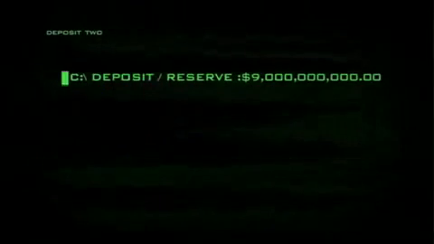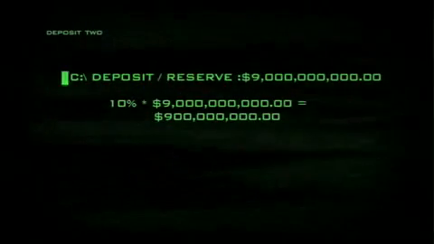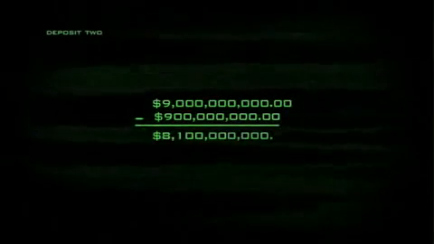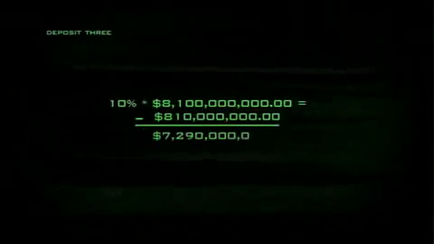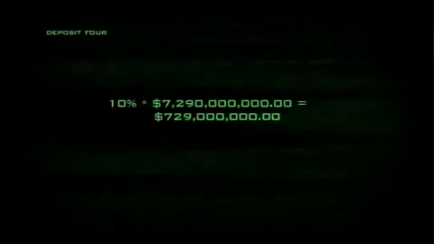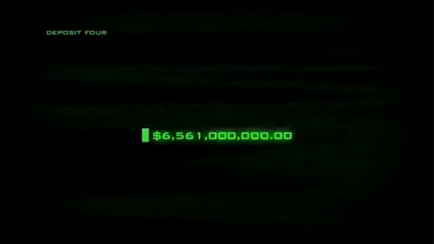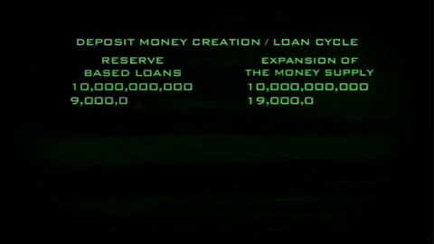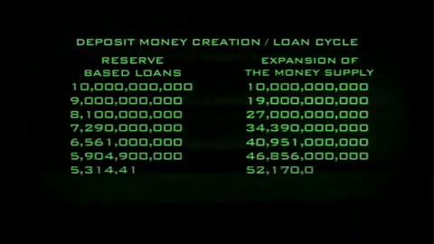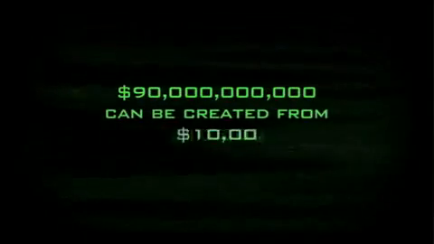The process then repeats, for that deposit becomes part of the bank's reserves. 10% is isolated, and in turn 90% of the $9 billion, or $8.1 billion, is now available as newly created money for more loans. And of course, that 8.1 can be loaned out and redeposited, creating an additional 7.2 billion to 6.5 billion to 5.9 billion, etc. This deposit money creation loan cycle can technically go on to infinity. The average mathematical result is that about $90 billion can be created on top of the original $10 billion.